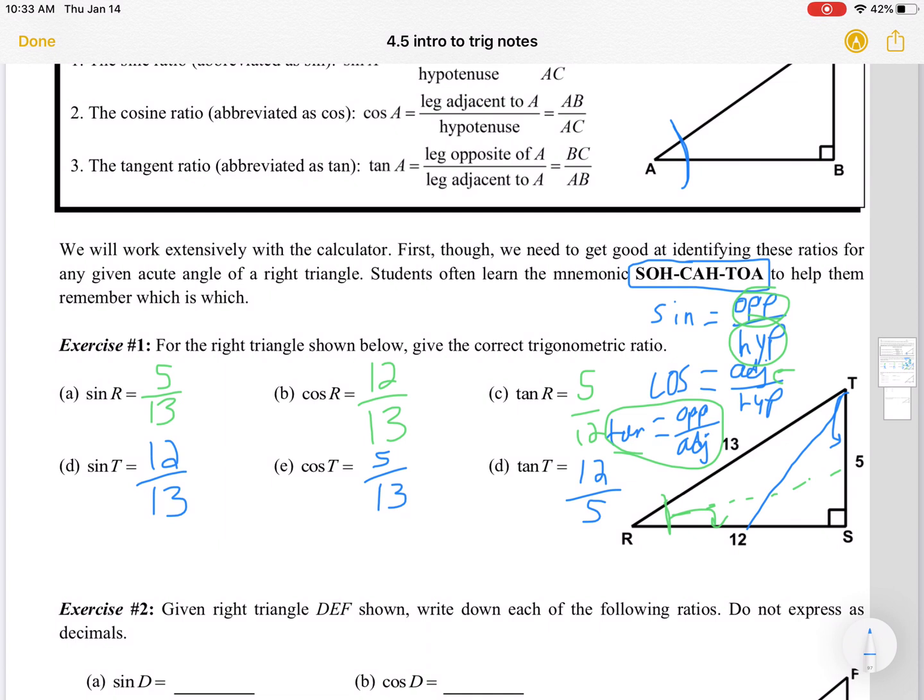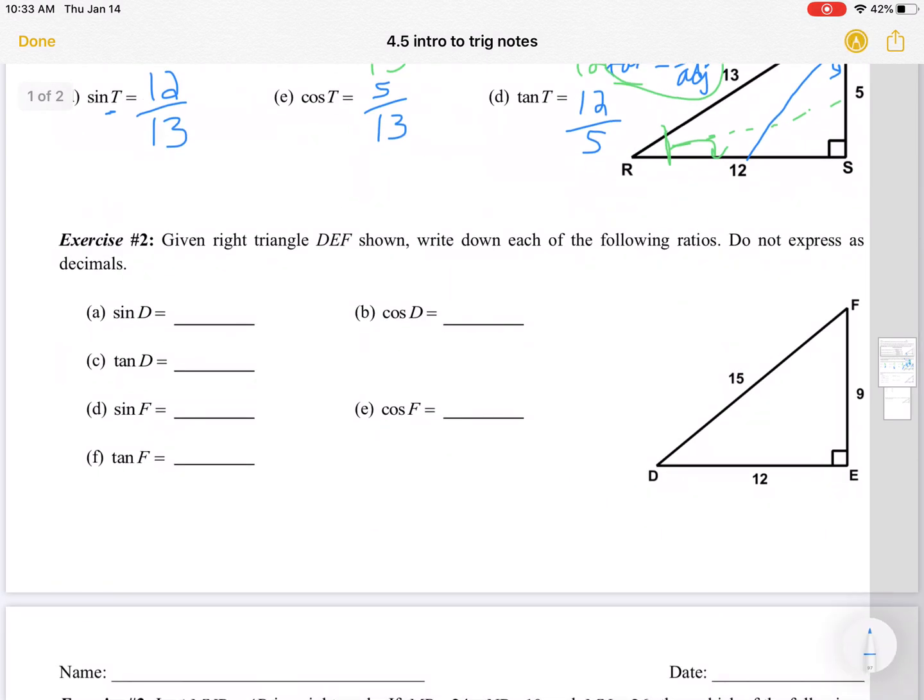So all we're doing here is finding the sides that are opposite or adjacent to the given angle. This angle where they ask us the sine, the cosine, or the tangent of is called our reference angle. You might hear that word throughout this unit. All we have to do is remember SOHCAHTOA to help us remember opposite over hypotenuse, adjacent over hypotenuse, or opposite over adjacent. Okay, so let's take a look at a couple more. Given right triangle DEF shown, write down each of the following ratios. Do not express as decimals. So again, we just want them as fractions. And again, we're going to have our SOHCAHTOA.